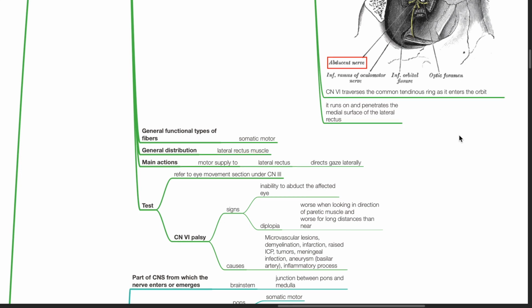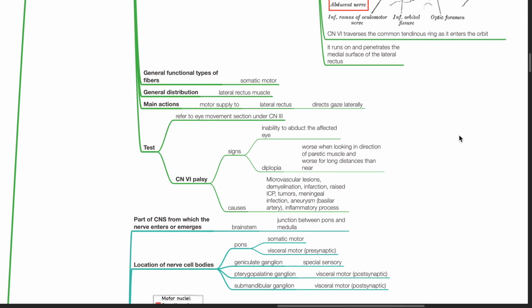Cranial nerve 6 palsy. Signs include inability to abduct the affected eye and diplopia worse when looking in the direction of the paretic muscle and worse for long distances than near distances. Causes of cranial nerve 6 palsy include microvascular lesions, demyelination, infarction, raised ICP, intracranial tumors, meningeal infection, aneurysm, and inflammatory processes.